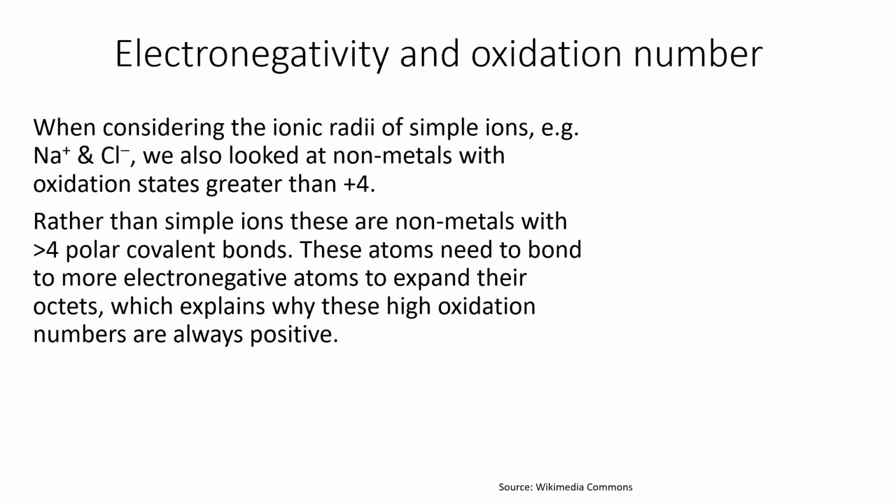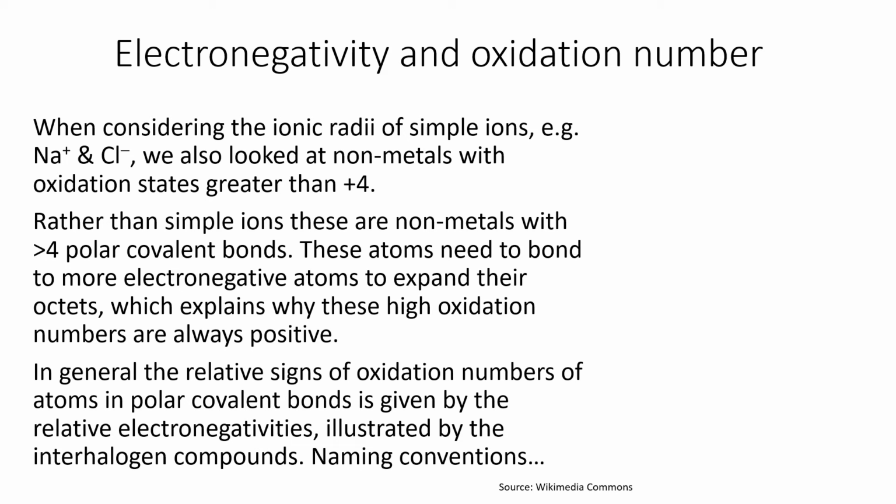Because a very electronegative atom is required to expand the octets in this way, the nonmetal bonding to the oxygen or the fluorine is necessarily going to have a positive rather than a negative oxidation number. It's because the sign of the oxidation number is going to follow the relative electronegativity. So when two atoms are bonded, the more electronegative atom is going to be the one that takes the negative oxidation number when we're looking at a polar covalent bond.